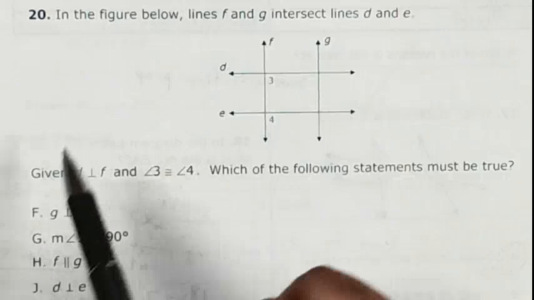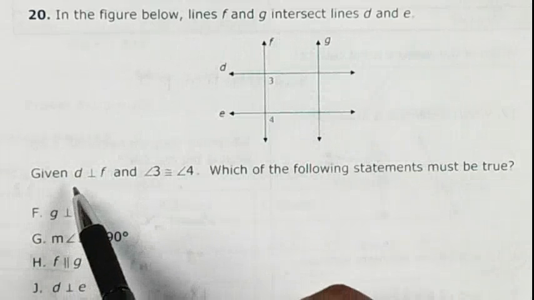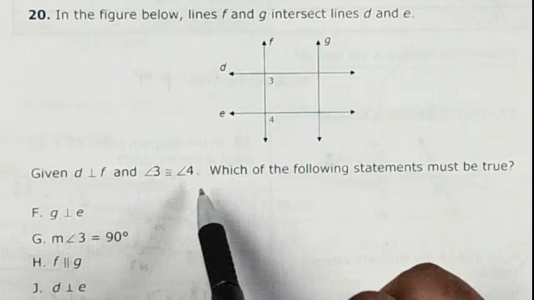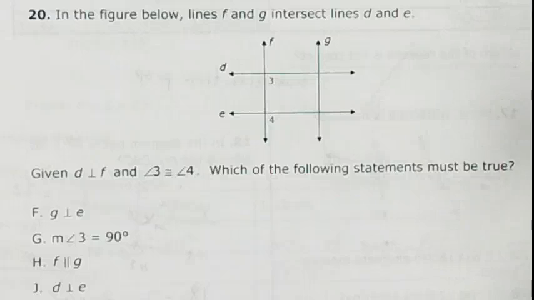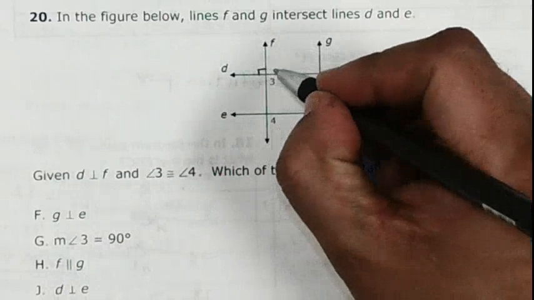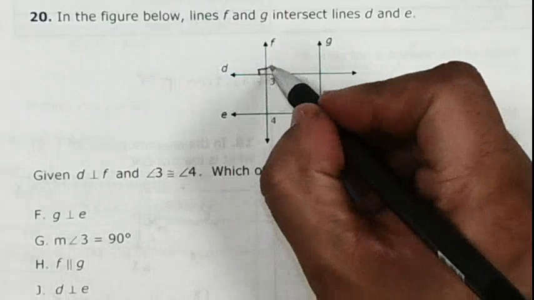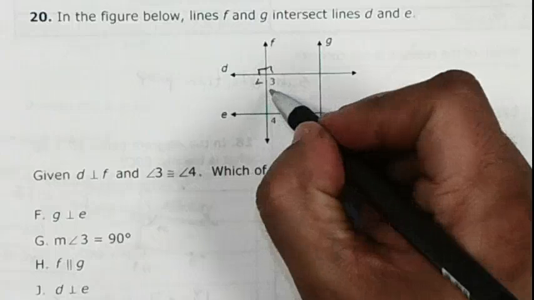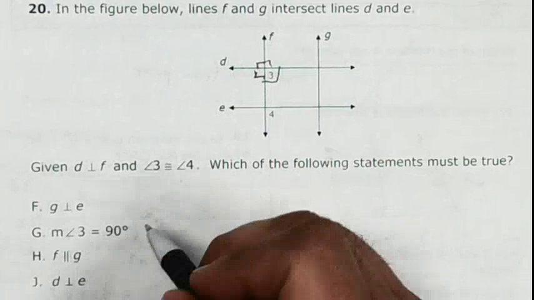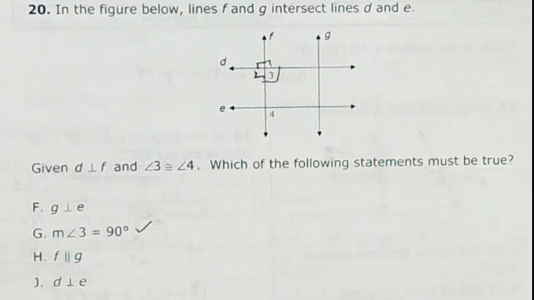Number 20 says in the figure below, lines F and G intersect lines D and E. I know that D is perpendicular to F, and I know that angle 3 is congruent to angle 4. Which of the following statements must be true? All right, so if they're perpendicular, that means that these two angles are 90 degrees, which means all the way around is 90, which does mean that the measure of angle 3 is 90 degrees. So this is true.